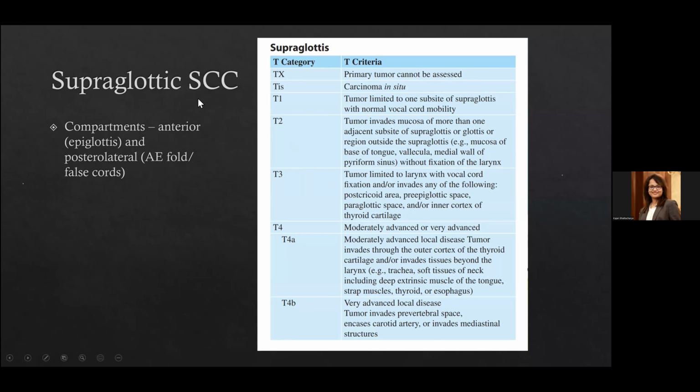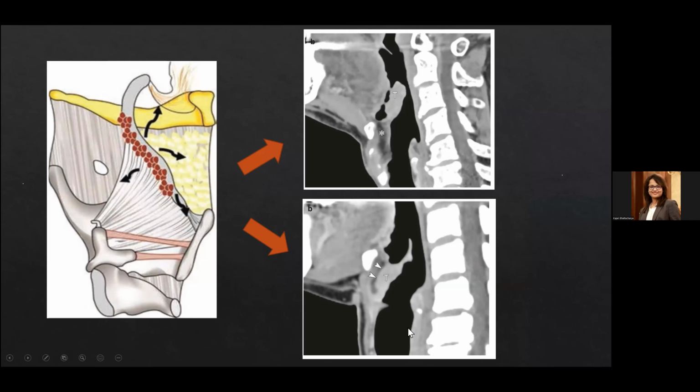So whenever there is extralaryngeal extension, it's a T4 disease, and T4B disease means it's a very extensive disease, when there is involvement of the prevertebral fascia, encasement of the carotid artery or mediastinal structure. So this we all know. We are going to see the example. So let's just look at the first subtype, that is the epiglottis.